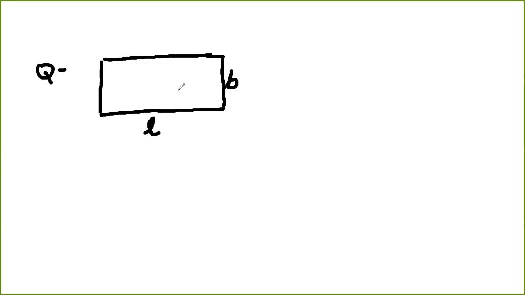Now the question says that the length is 3 times the breadth, and the perimeter for a rectangle is 2 times length plus breadth. That gives you the perimeter. So many of you would have solved this problem already, because you can use your logic. Perimeter has already been given as 40 centimeters, am I right?